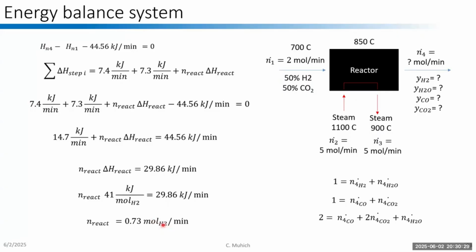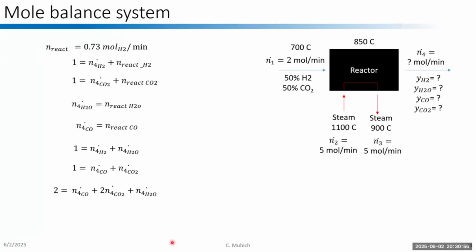Okay. Wow. So from our energy balance, we're not only able to tell how much heat moved from the steam, but we were able to see how much of our reaction happened, right? We can know how much H2 is reacting per minute, just from the energy balance. Okay, so let's combine our energy balance information, so N react, in conjunction with all of the different versions of the mole balances and atom balances.